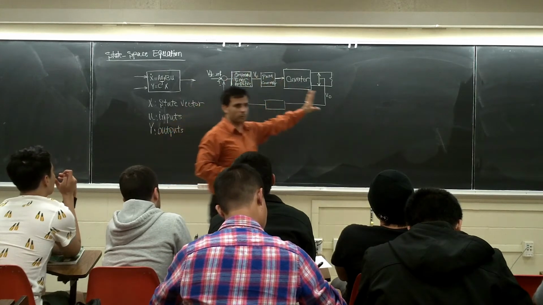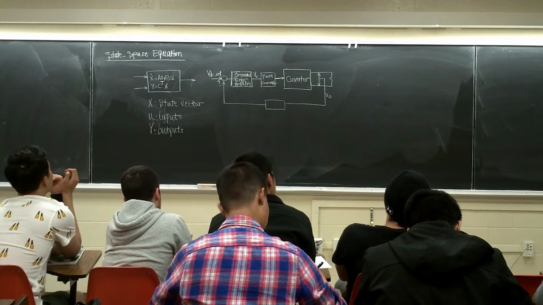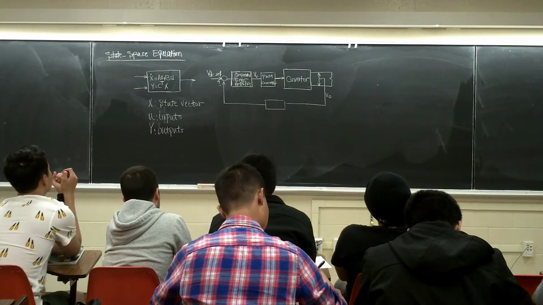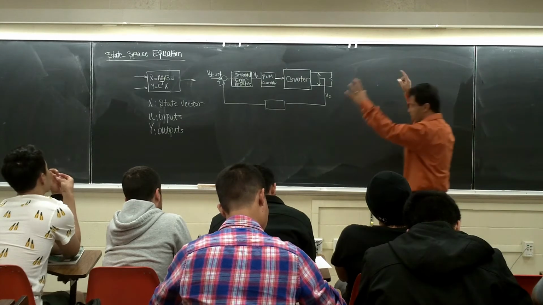This is a control loop for a DC to DC converter. It could be a buck converter, boost converter, whatever. It could be any kind of converter. It could be flyback, buck boost, or forward converter. This is in general what it is, right?